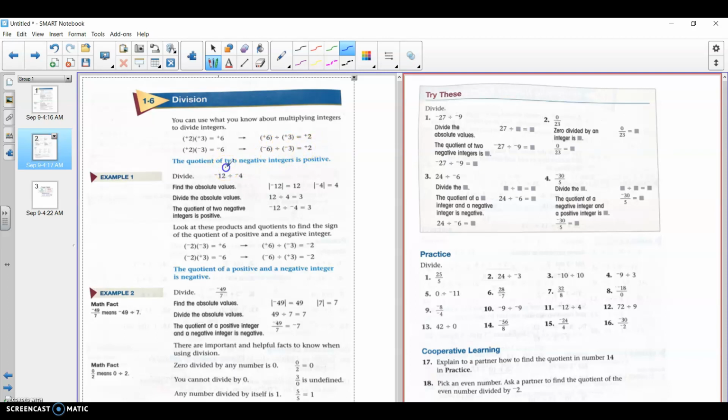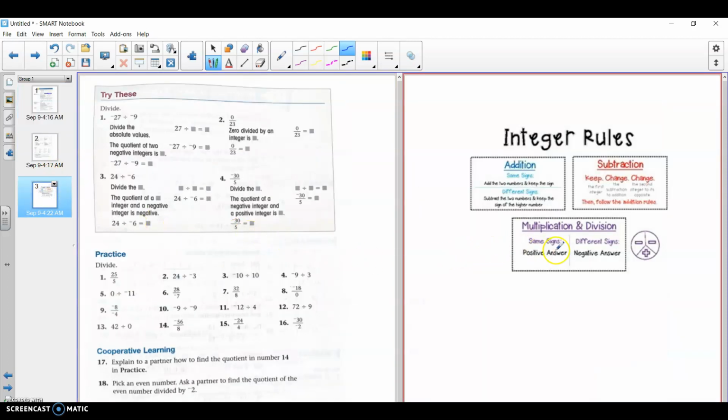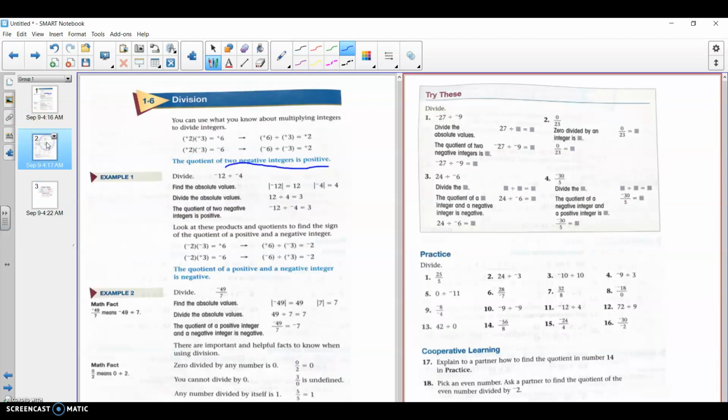The quotient of two negative integers is positive. And again, you know that two positives, so if it's same signs, you're going to get positive. If it's different signs, it's going to be negative. All right. So if you divide negative 12 divided by negative 4 in example 1, well, you can do the math first. I always like to do the math first. First, 12 divided by 4 is 3. Then I have same signs. So my answer should be a positive 3.